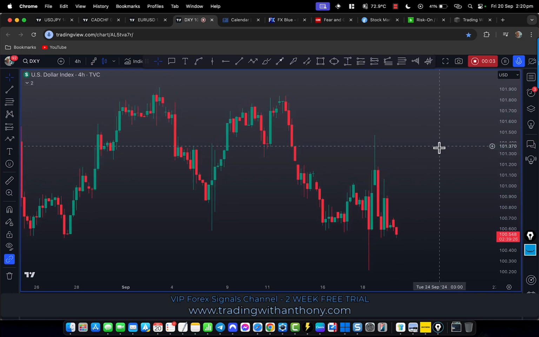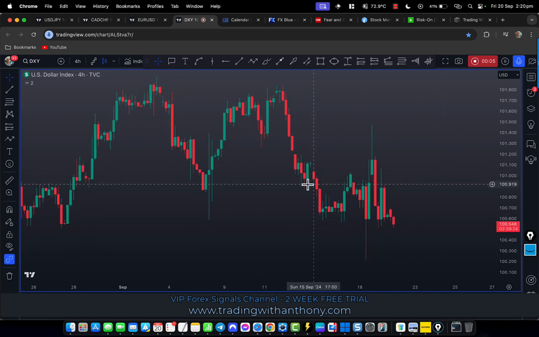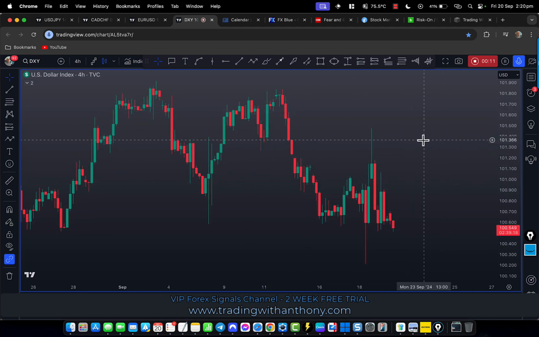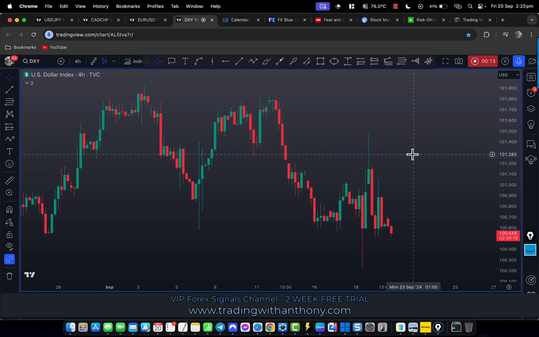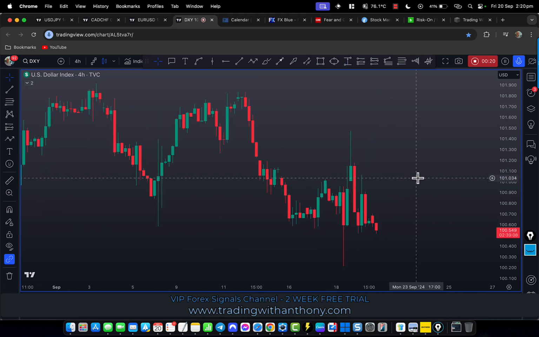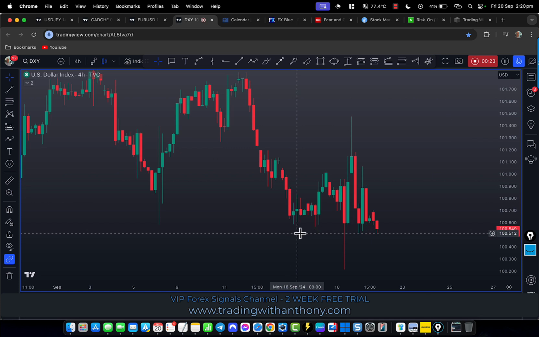Traders, I'm looking at the DXY. We can see this is clearly under pressure at the moment. Weak dollar, and that will give us some opportunities with some of the other currency pairs. The only thing with this chart at the moment is it's trading down into a significant support zone.